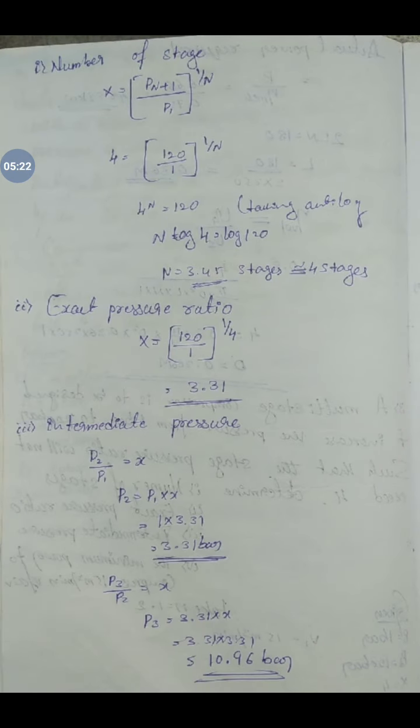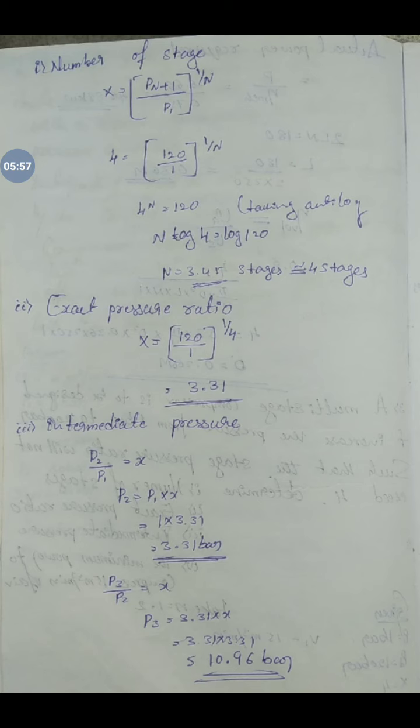Okay, so we have derived already a formula that for number of stages, x is equal to (P suffix capital N plus 1 by P1) to the power of 1 by n. So capital N is nothing but the number of stages. Delivery pressure 120 bar, suction pressure 1 bar, stage pressure ratio 4. From this we will get N is equal to 3.45 stages, but it cannot be a decimal. We have to round it to the higher stage. So the number of stages is 4 stages.